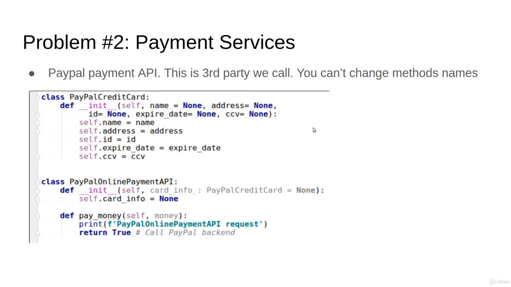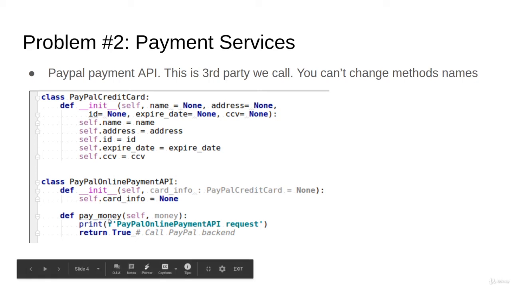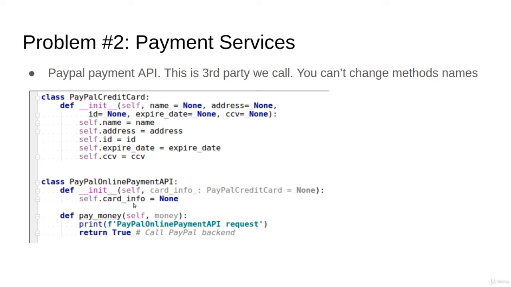Here is the PayPal payment API. We accessed their website and we found them saying the following: please, if you would like to contact our service, use the following structure. It's telling us that it has a PayPal credit card class, which has 5 values here: name, address, and 3 values: ID, expire date, and CCV. And their API is as following: they are expecting to call a function pay money, and you give it the money, and the object should initialize the card information.